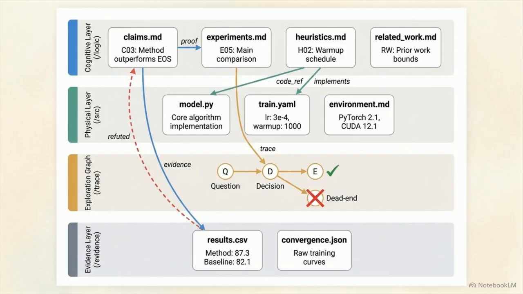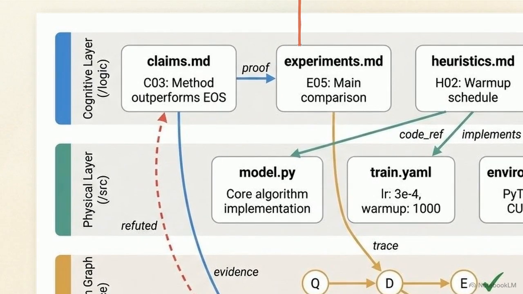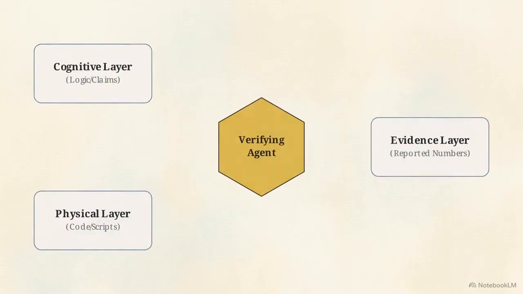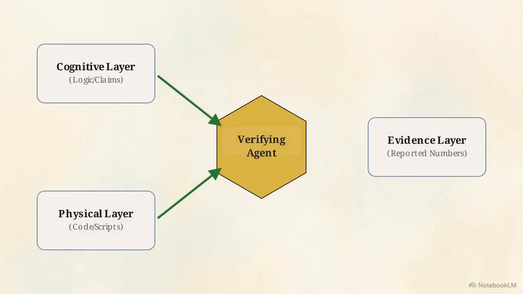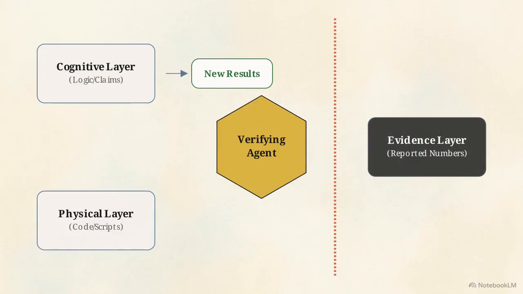These layers use deterministic cross-layer forensic bindings. Every claim is tethered to empirical proof. We can trace this directly. An assertion in the claims file points to an experiment, linking to the Python model, grounded by the exact results CSV. This structure prevents verifying agents from cheating or hallucinating expected answers, as they must verify the logic through execution without access to the reported numbers.